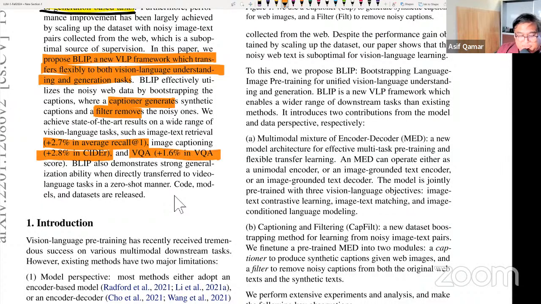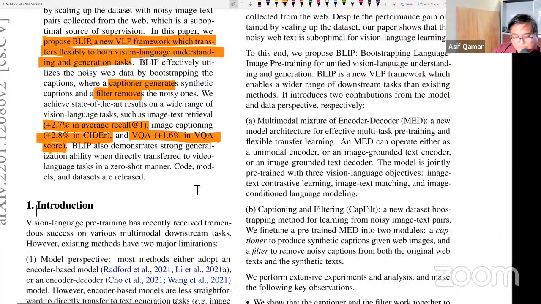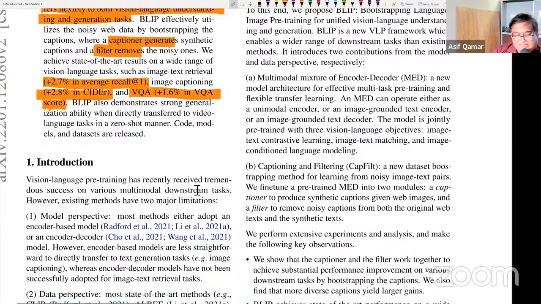Visual question answering by 1.6. These are pretty significant advances, but more than that, so these numbers obviously represent advances. More than that, the fact that you can do this was quite noticeable. BLIP also demonstrates strong generalization ability when directly transferred to video language tasks in a zero-shot manner. Means it's not a model that memorizes, it generalizes. It has actually learned. And so you can give it some random image, it will describe it. Right? You give it a completely new image or a completely new text, it can do a pretty good job of it.